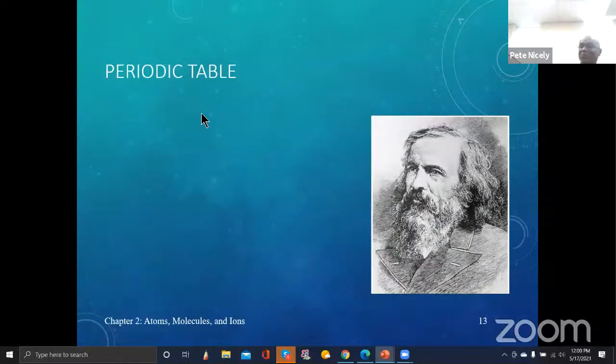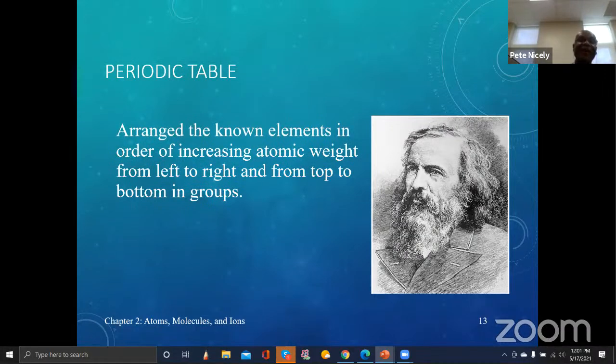Okay, so a few comments about the periodic table. We're going to get into the periodic table in more detail later on, but this is just some introductory comments about the periodic table. The first periodic table that was ever put together was done so by the guy that you see here pictured to the right. His name was Dmitry Mendeleev.